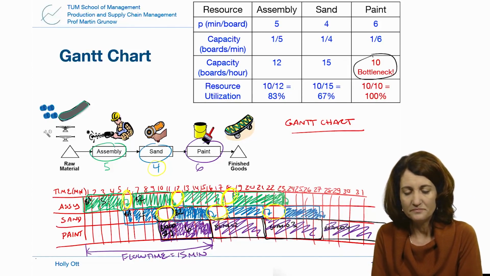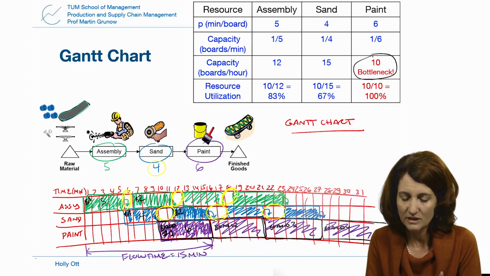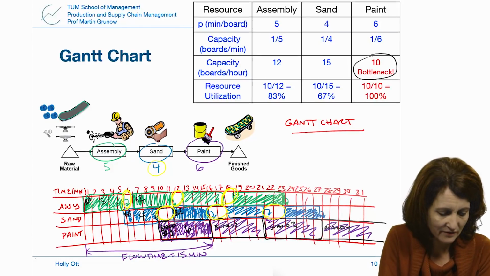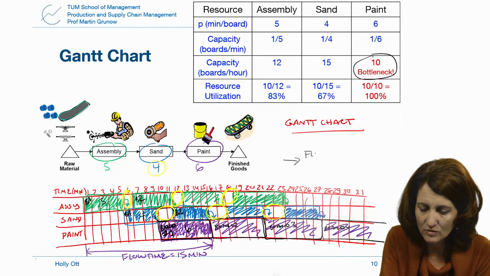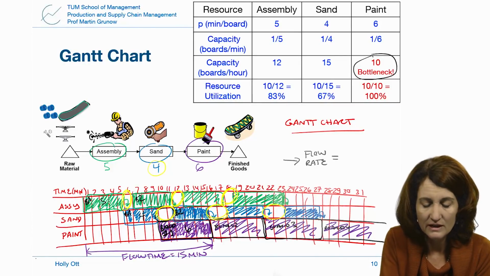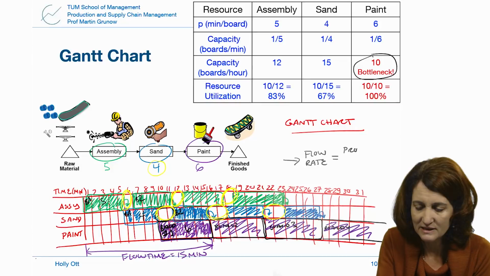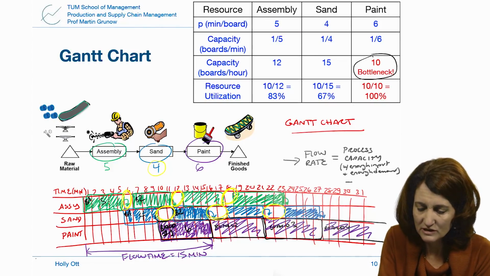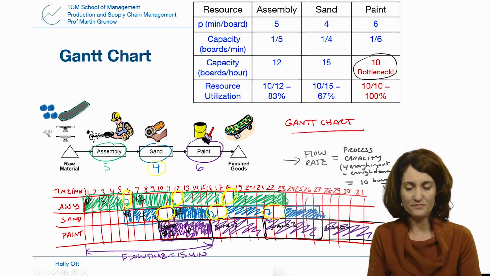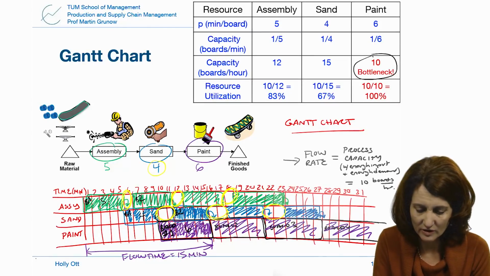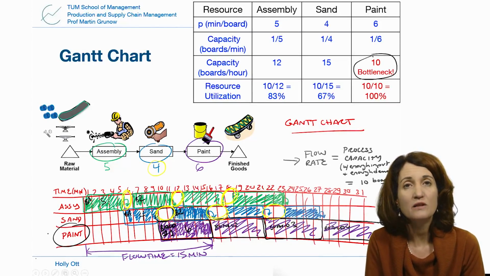So this is giving you a very nice picture of your full process, and we're going to come back to that again. We have this idea that you have a rate, the flow rate, which given enough input and enough demand is going to be equal to the process capacity. I'm going to write that in there: with enough input and enough demand, which is going to be here equal to 10 boards per hour. Which means that your bottleneck here is working paint 100% of the time, and the others have to fall into place.